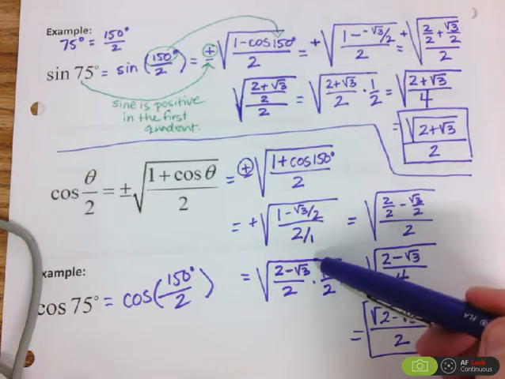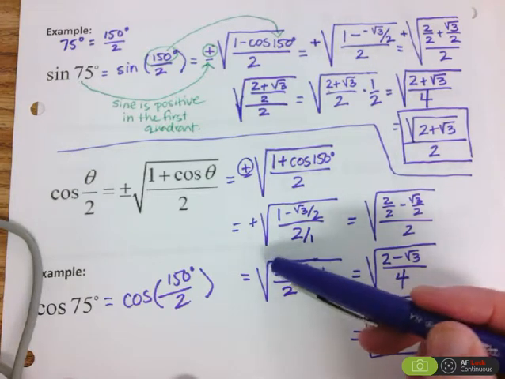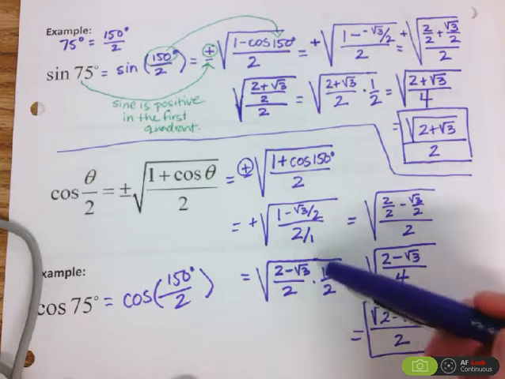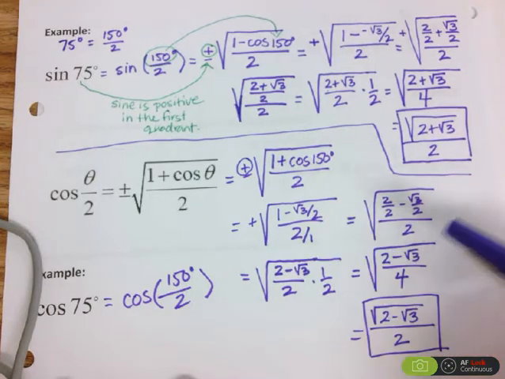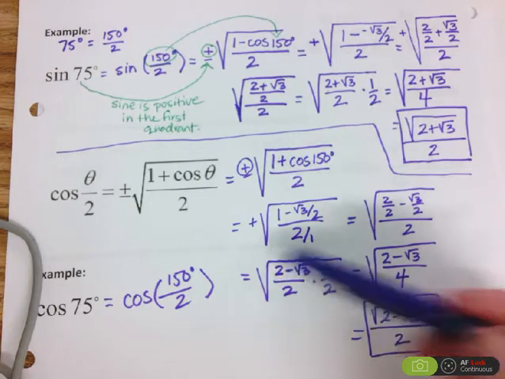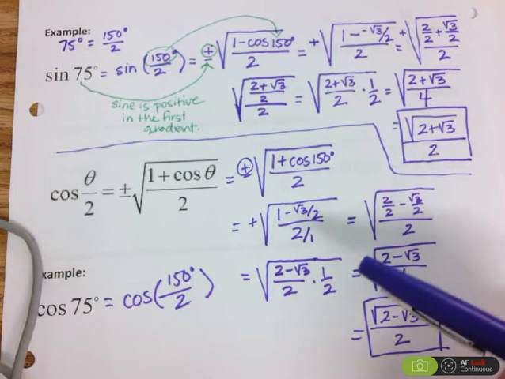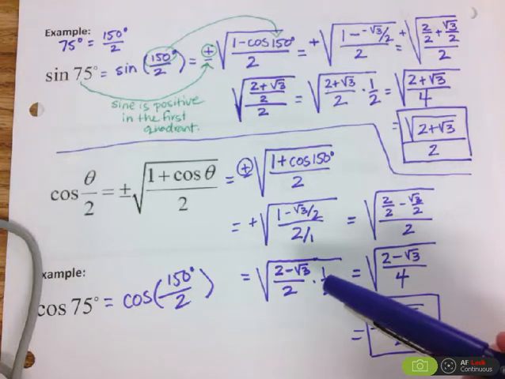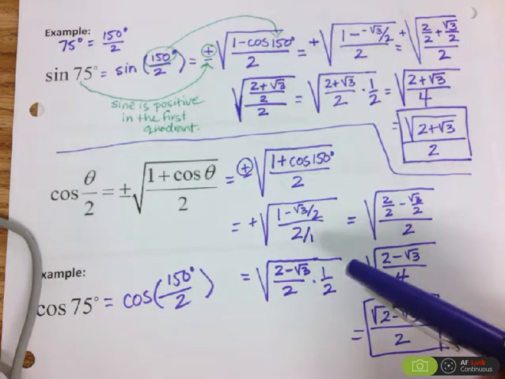So if this was a 3 here, I would distribute it to the 2 and to the root 3, so it would be 6 minus 3 root 3. So if I had a 3 here, I would multiply it here and here. I'm not going to have a 3 though. It's not going to happen. It's always going to be 1/2. Well, it's always going to be 1 over something there.